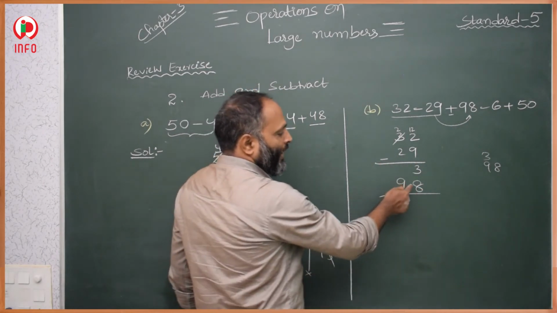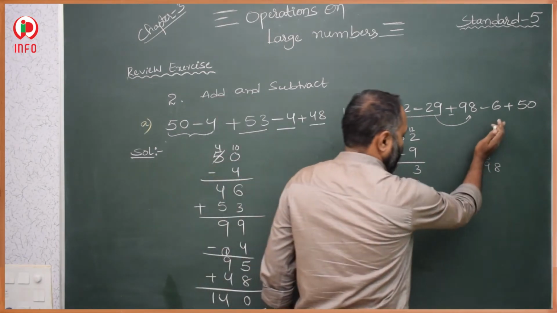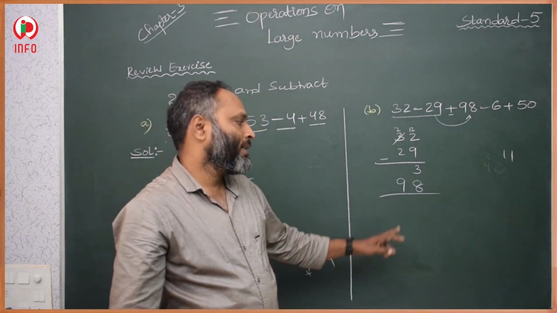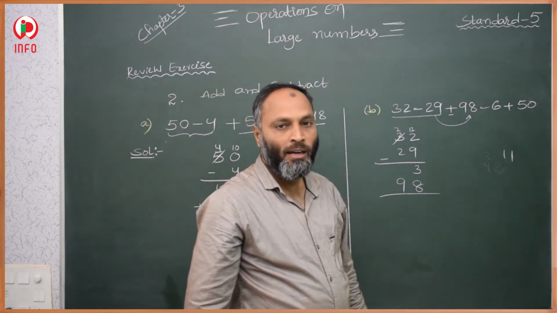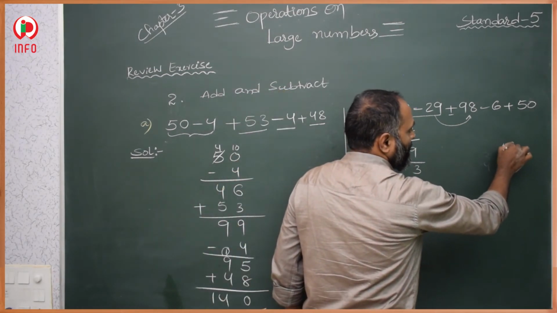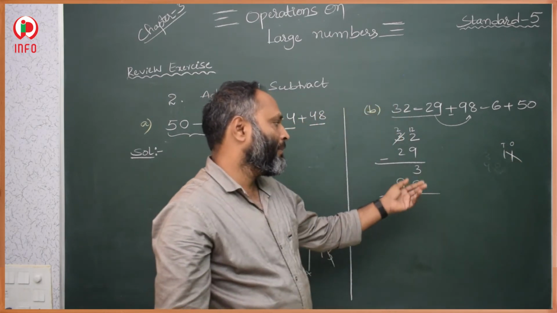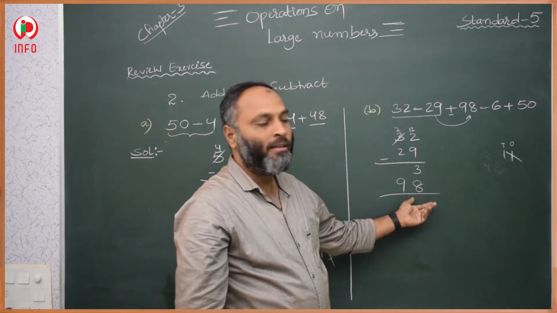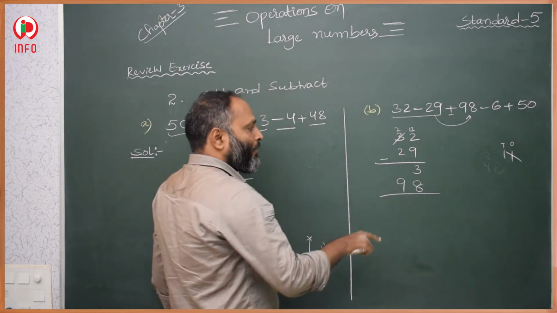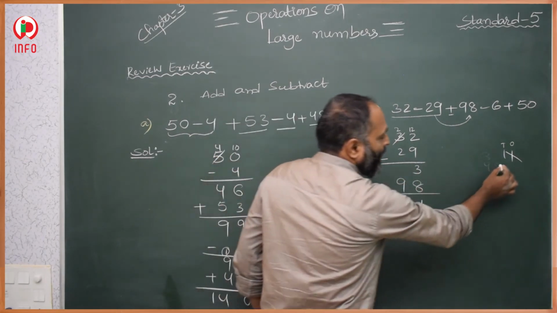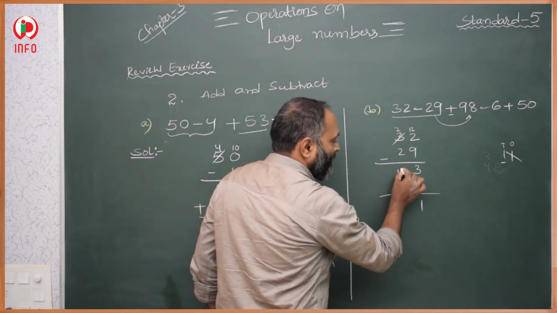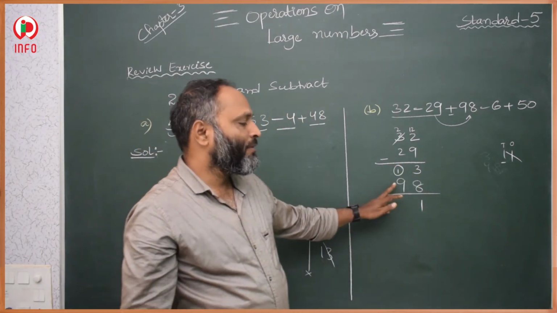Then 8 plus 3. Sorry, 8 plus 3 is 11. 11 is a two-digit number. This is the ones place, this is the tens place. The ones place we have to keep exactly below the addends. So these two are addends. We keep this ones place exactly below the addends, and the remaining tens digit we have to keep in the very next place. That is our tens place here. And in the next place value we have to add.